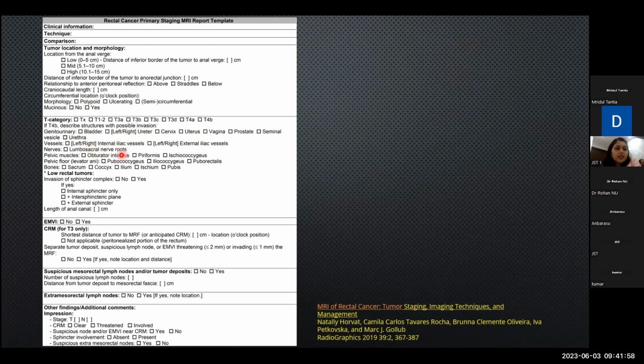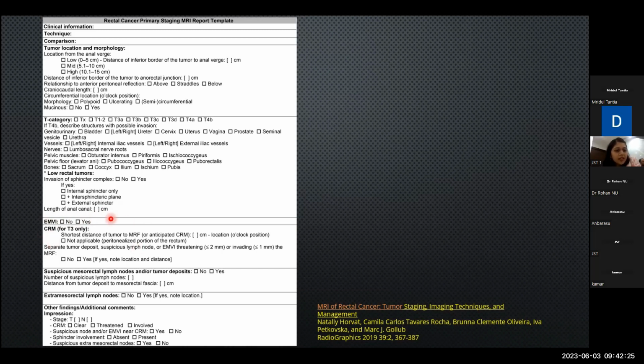The vessels, the nerves, the pelvic muscles: obturator internus, piriformis, ischiococcygeus, levator ani, pubococcygeus, iliococcygeus and the puborectalis, and the bones, the direct invasion of the bones: sacrum, coccyx, ilium, ischium, pubis. For the lower rectal tumors, we define the internal sphincter, intersphincteric plane, or the external sphincter, and the length of the anal canal involved. EMVI is another very important prognostic factor and has to be described separately.